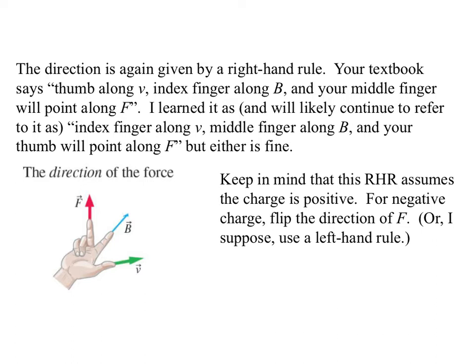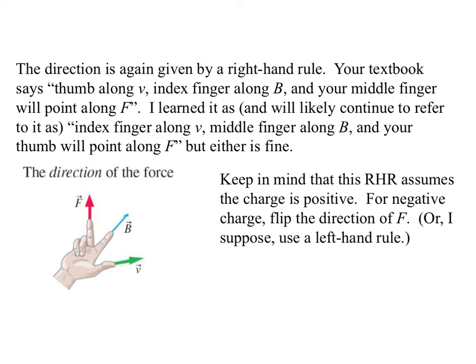This is what's called a cyclic permutation, and as long as you keep them in the same order of fingers and vectors, it doesn't matter if you rotate them through a little bit. Use whichever one you find most convenient. We illustrate that here using their thumb. V crossed into B goes to F, even if there's an angle between your thumb and your finger. Keep in mind that this right-hand rule assumes the charge is positive, because this is really giving you V cross B, but the force is qV cross B.